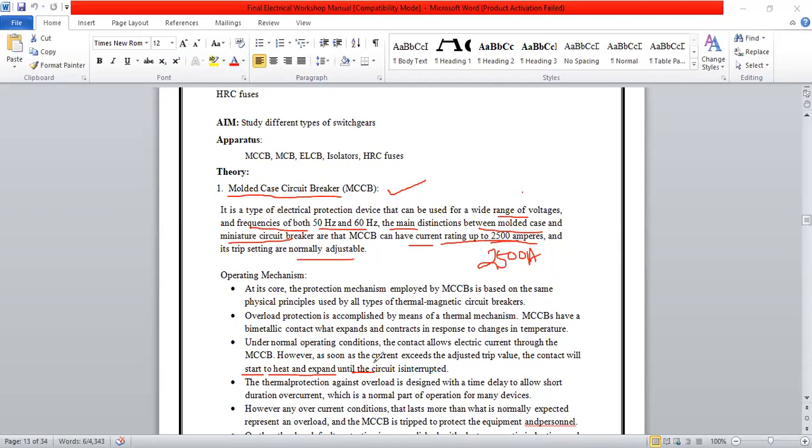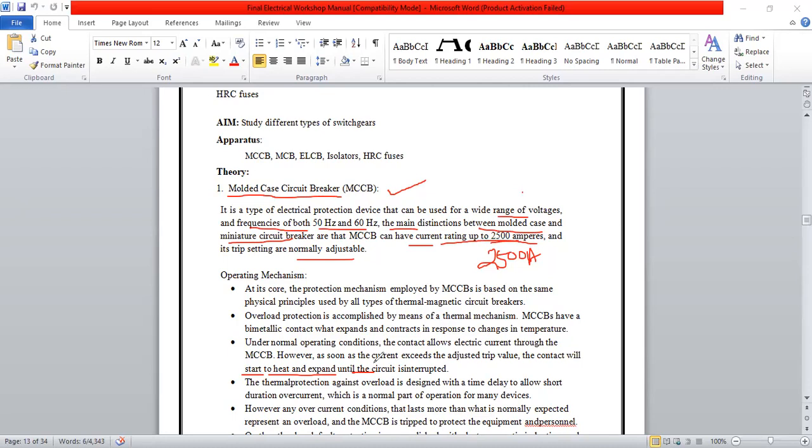Okay, but the molded case circuit breaker has a high rating as compared to that of the miniature circuit breaker. And also one of the advantages is that its trip settings are normally adjustable. The molded case circuit breaker's trip setting can be adjustable.